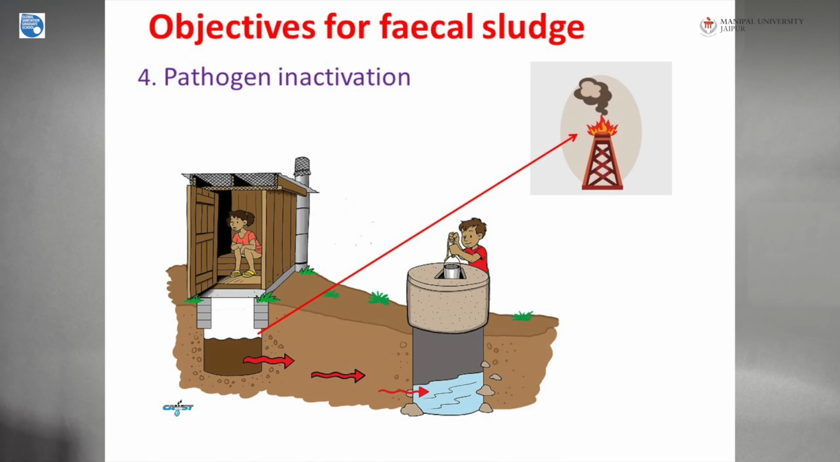In pathogen inactivation, recollecting our F diagram from the start, the feces contain a high number of pathogens that are harmful to humans. Pathogens are bacteria, viruses, protozoa, and helminths that cause disease. Thus, it is important to prevent direct contact or indirect exposure to pathogens for the protection of public health.